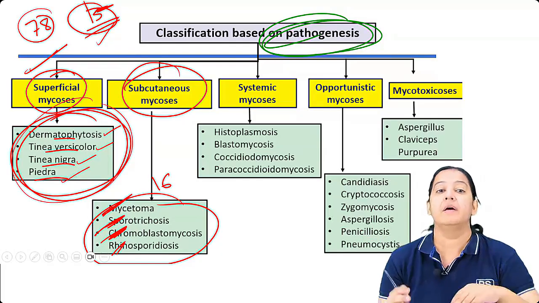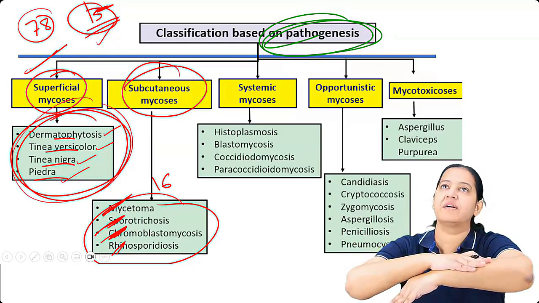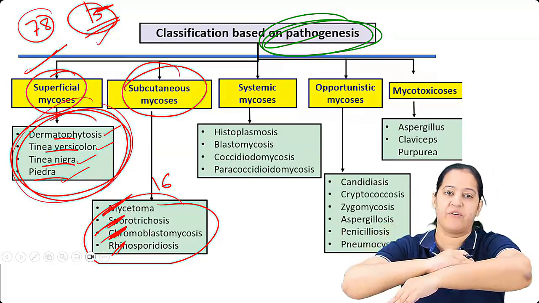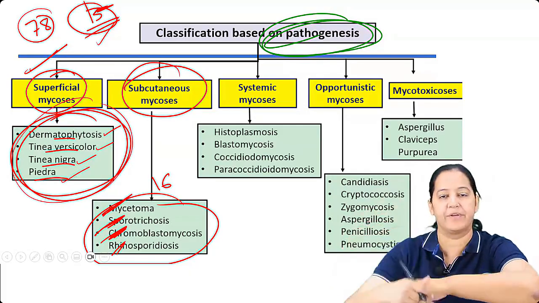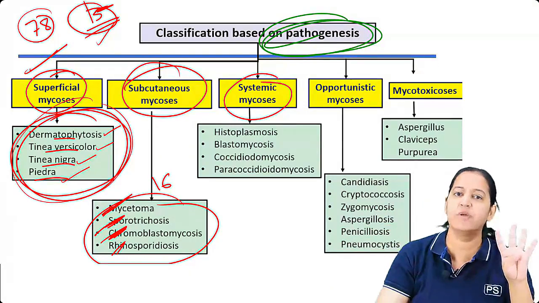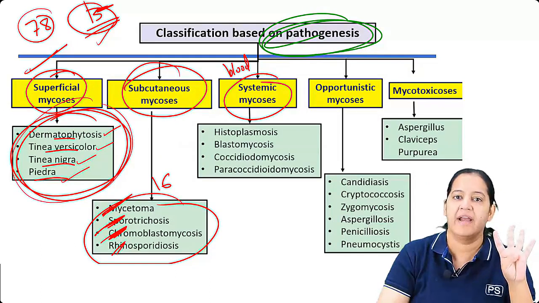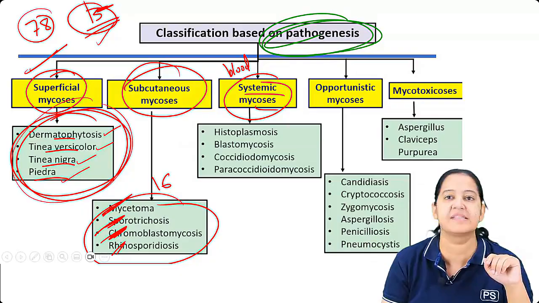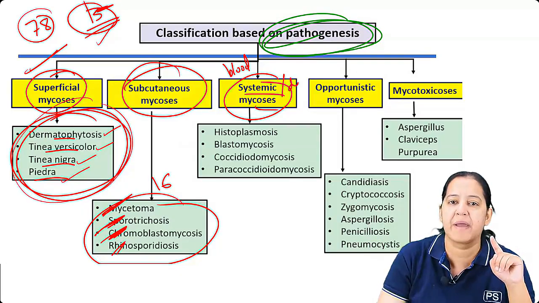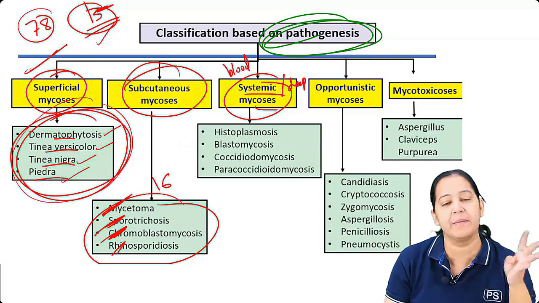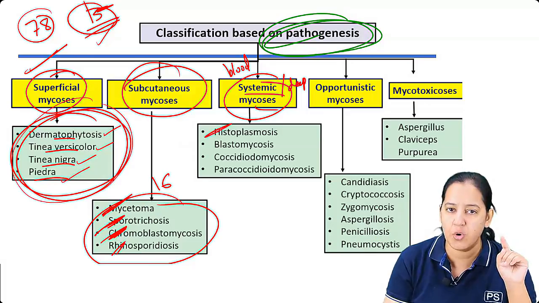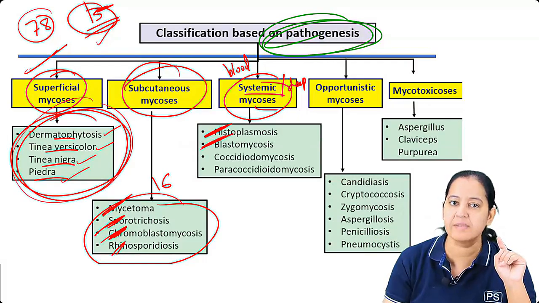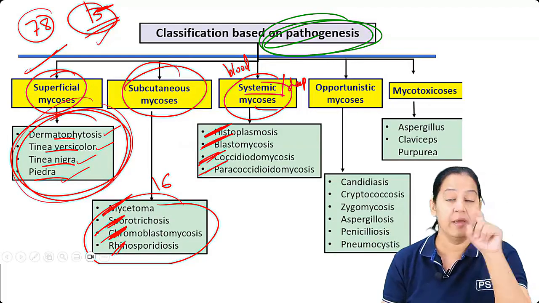ठीक है? Now we have seen the superficial 4 fungus. We have seen the subcutaneous 4 fungus. अब और deep चले जाओ. Deep in the blood. There are 4 fungus which go in the blood, and they cause systemic multiple organ involvement. These are known as systemic mycosis, also known as deep mycosis. Deep or systemic is one and the same. So we have 4 fungus here: histoplasma, blastomycosis, coccidio, and paracoccidio.